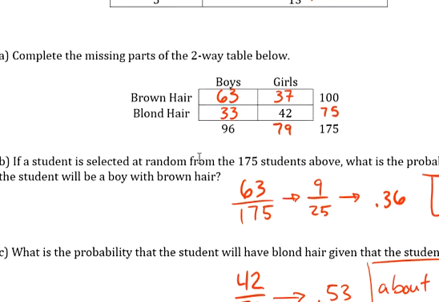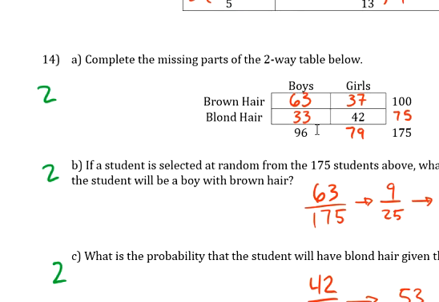And then finally on question 14, we completed this two-way table, and we had two variables, boy, girl, and brown hair, blonde hair. You were given some of the values here, and I completed the table by just using the fact that this marginal row has to add up to 175, and the marginal column has to add up to 175. And then from there, I'm just filling in and finding these values.